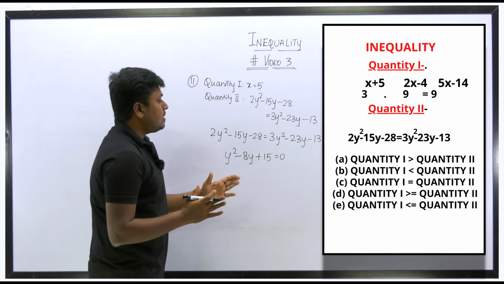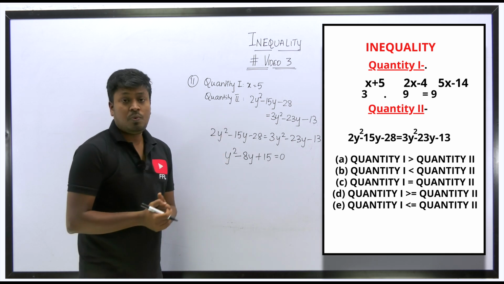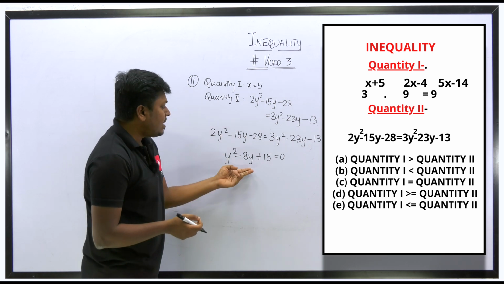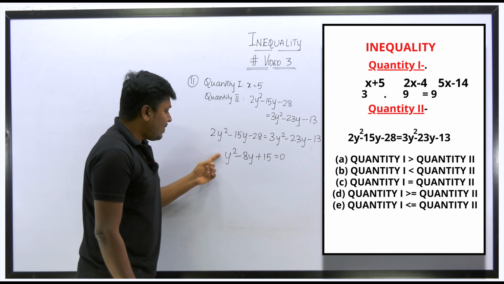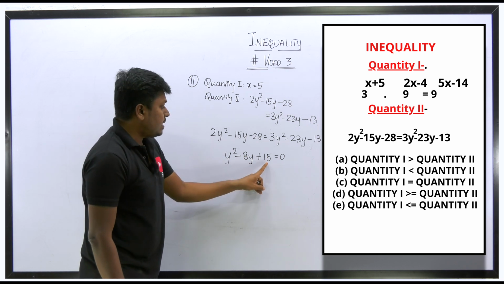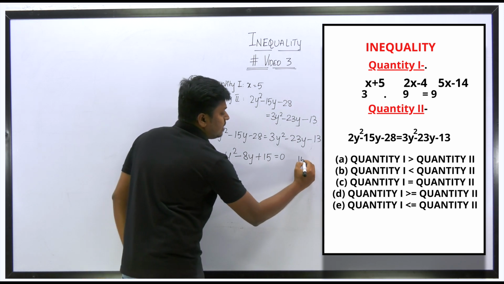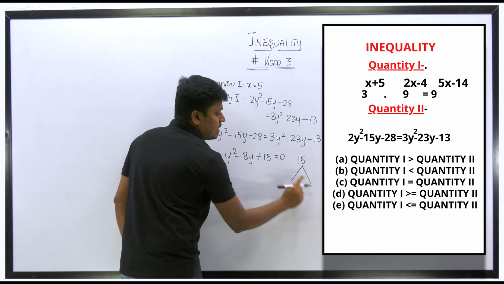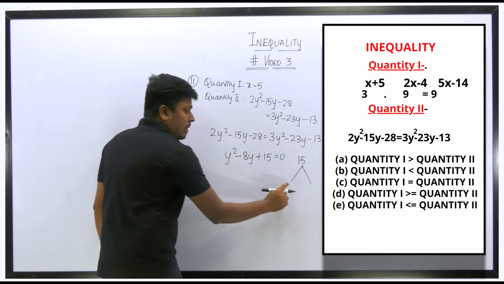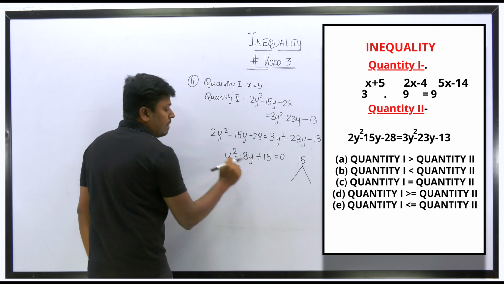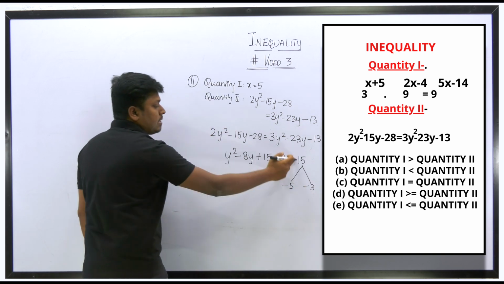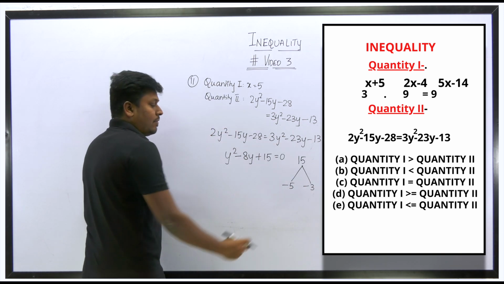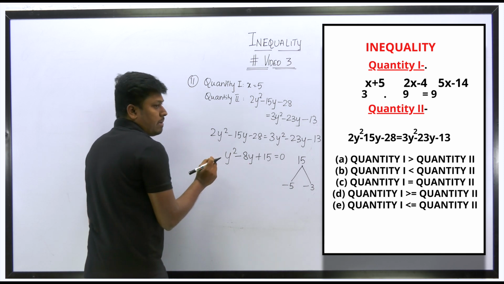So finally you can see that after simplifying the quantity 2 equation, we got a quadratic equation, right? Before y square, we don't have any constant here. So now you can see 15. The two numbers that we are going to multiply, the resultant should be 15, while adding both the numbers, the resultant should be minus 8. I think minus 5, minus 3, yes or no? When you multiply both the numbers, the resultant will be plus 15. When you add both the numbers, the resultant will be minus 8.